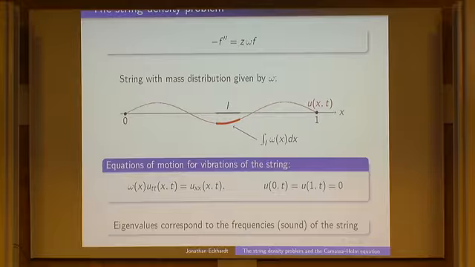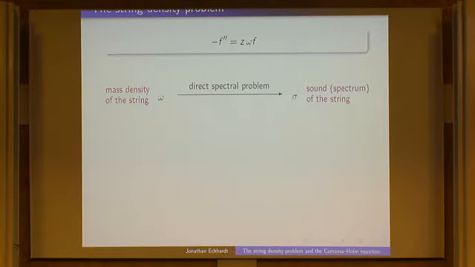And what does this spectrum mean for the string? The eigenvalues for the spectral problem with Dirichlet boundary conditions are exactly, or more or less, the frequencies for the string. So you can say that the direct spectral problem is determining the sound of the string from the mass density, and the inverse problem is determining a string when you are given some sound. So if you have a particular sound you want to create, then you can ask whether there's a mass density for a string which exactly produces the sound.